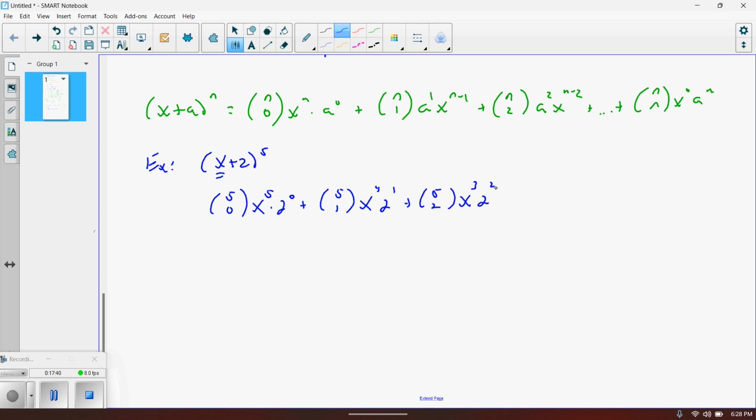And again, notice how all the exponents still add up to 5 for each term. Plus 5 taken three ways, reduce the x power by 1, increase the 2 power. Almost done. 5 taken four ways, x to the 1st, 2 to the 4th, last one. 5 taken 5 ways, x to the 0, 2 to the 5th.